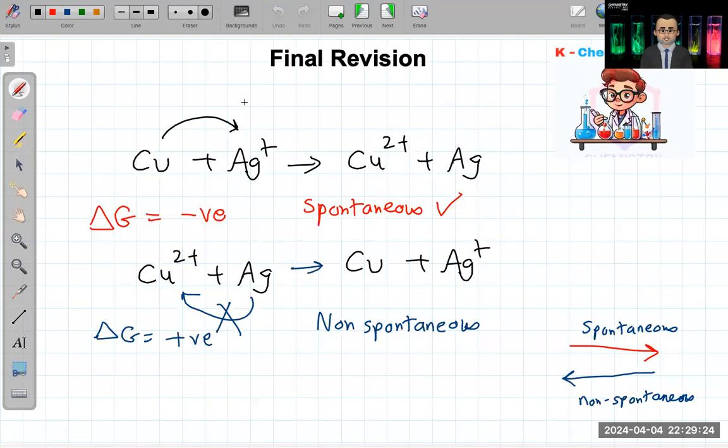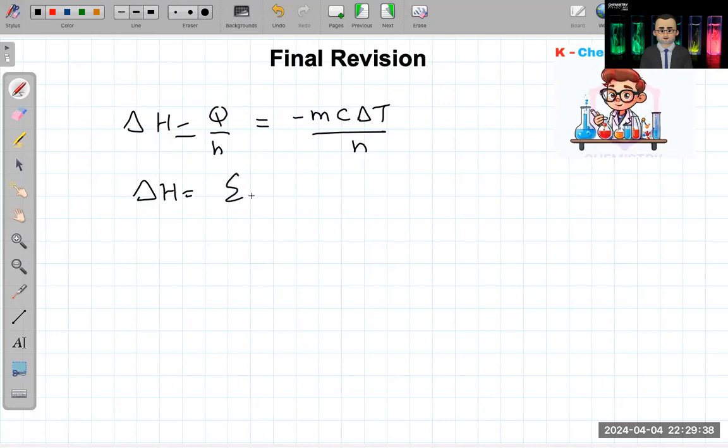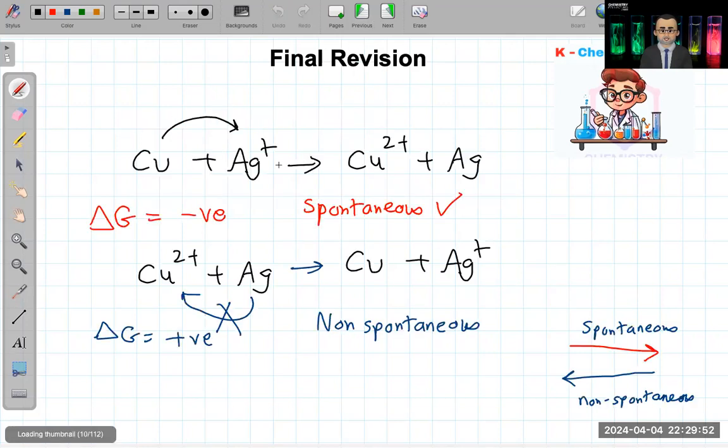Do you remember we are finding delta H in numerous ways? Like delta H is equal to Q over n, which is negative mc delta T over n. And delta H is also equal to the sum of the heat of formation of products minus reactants. So there are many ways that I can get the delta H. Also, there are multiple equations that I can use to find the delta G. And how do I choose? It depends on my given.